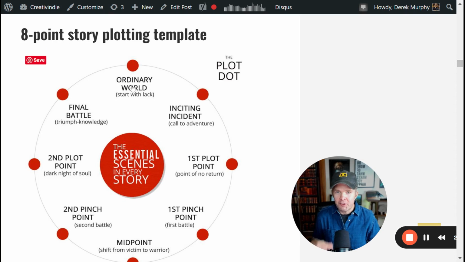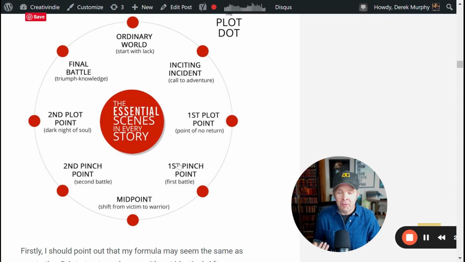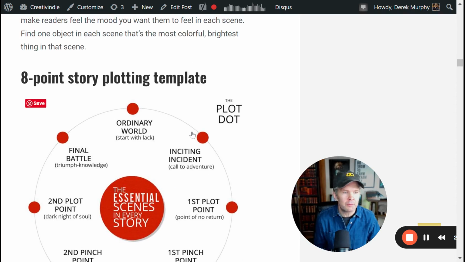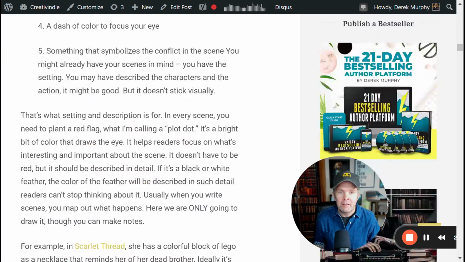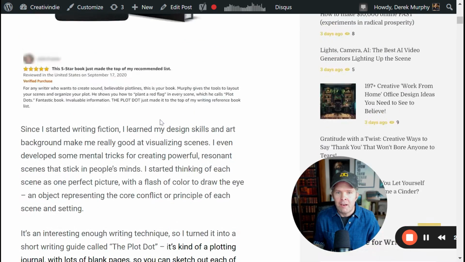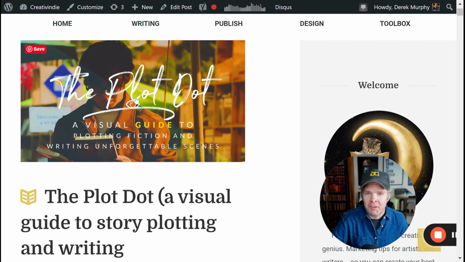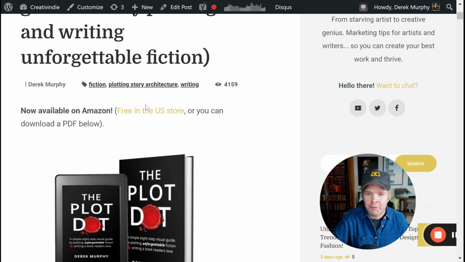So that's basically the structure for the Plot Dot. Something I came up with many years ago that's helped me write a lot of books and also helped a lot of people write a lot of books, because I know a lot of people are using this. Real quick, I'll show you. I've actually put it up on Amazon. It's free. You can get Plot Dot on Amazon, and it's free in the US store.